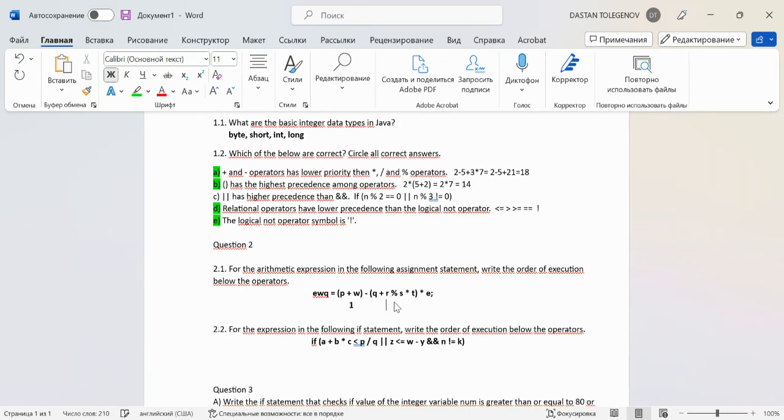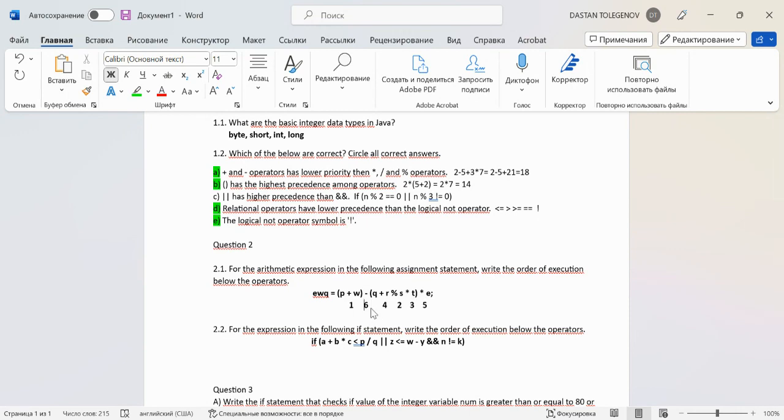What about the next one? We have modulus, which also has a high precedence. And then we have multiplication in here. And then should be 4, addition. And then outside the brackets, we can write 5. And the last one is going to be 6.